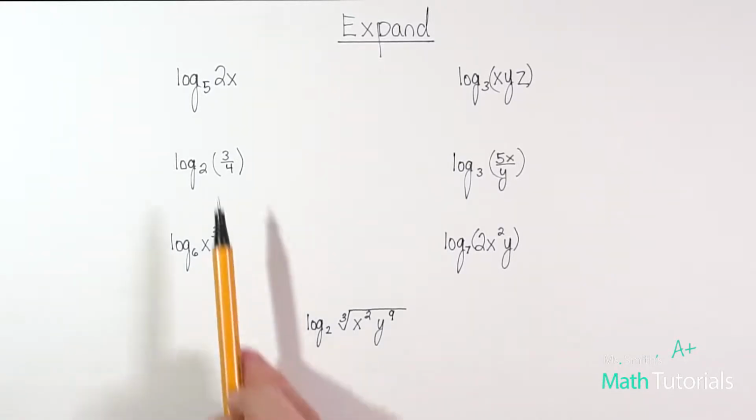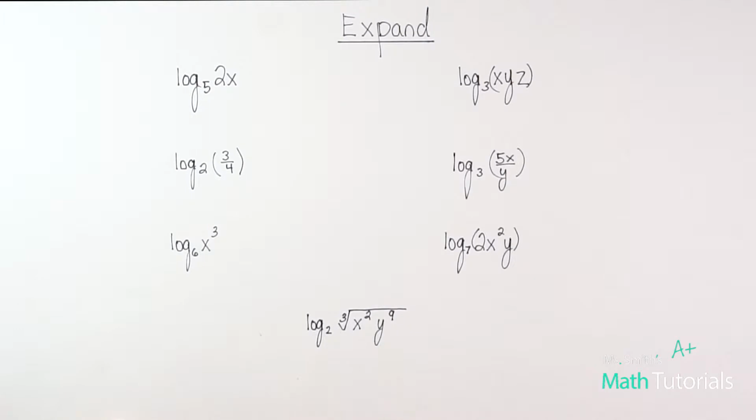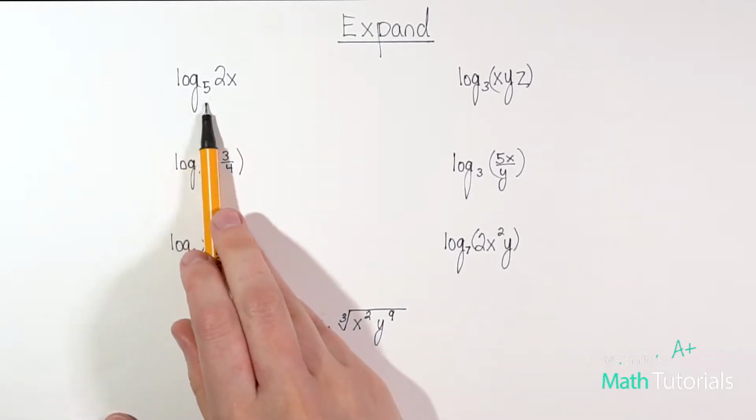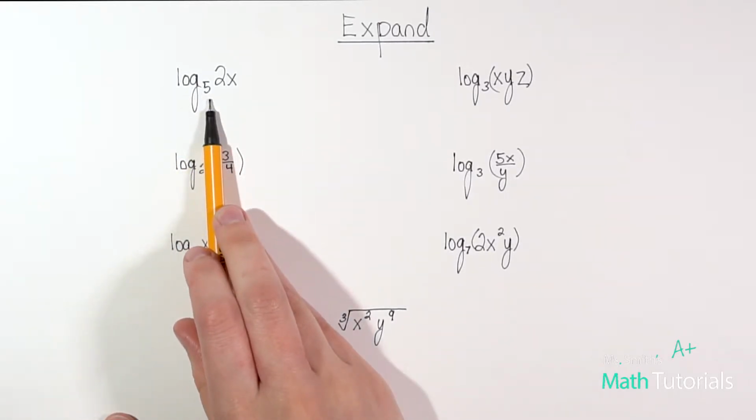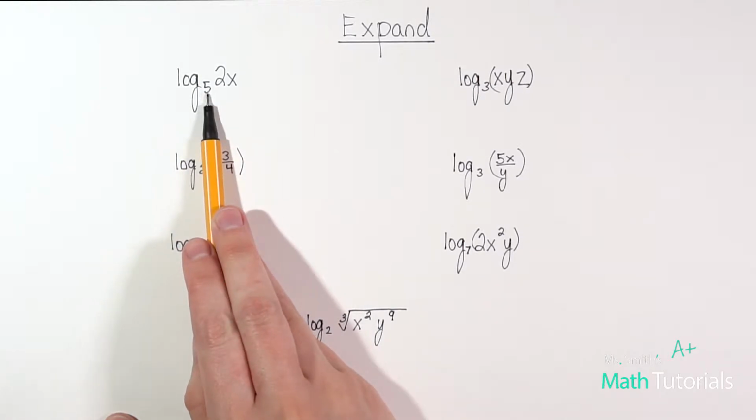So notice I've given you 7 different condensed examples, right? These are all in condensed form, and we want to expand them. We want to write them in a longer way. So our log and our base doesn't change. Since this is log base 5, that's going to stay the same.